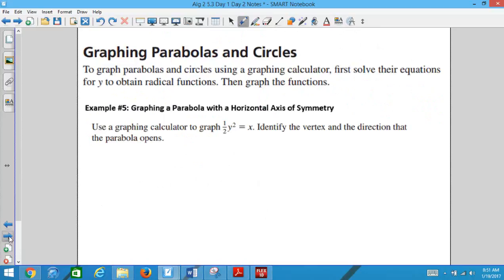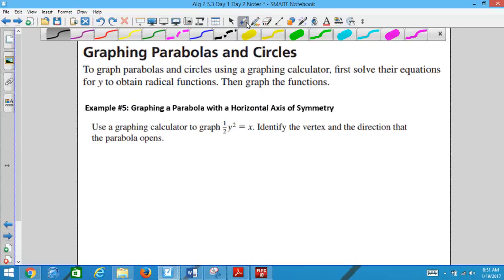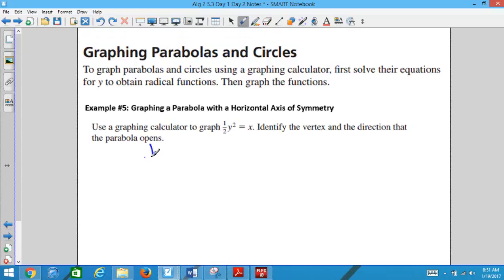And we are going to type in the equation 1/2 y squared equals x, and we're going to graph it. Okay, so we're going to go to our graphing calculator. Why not?